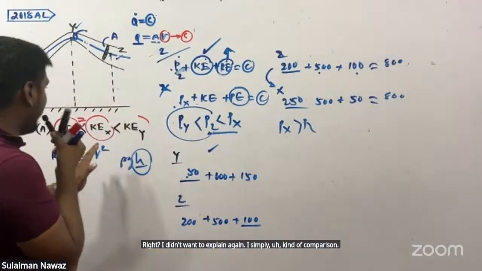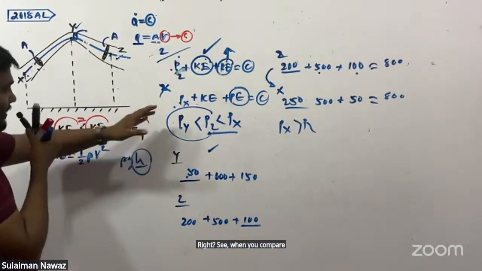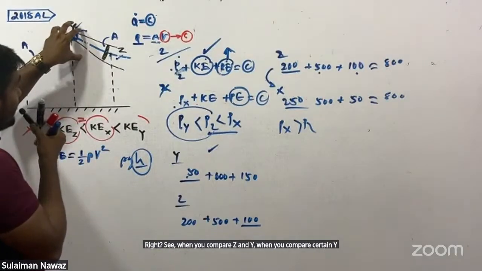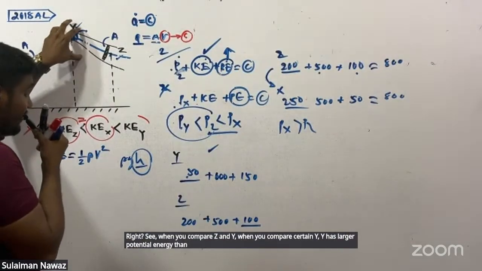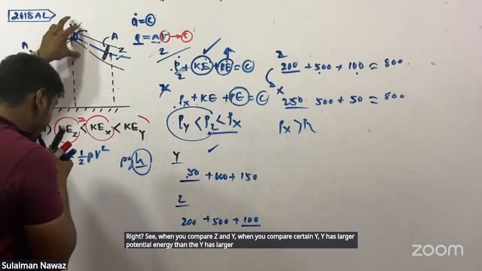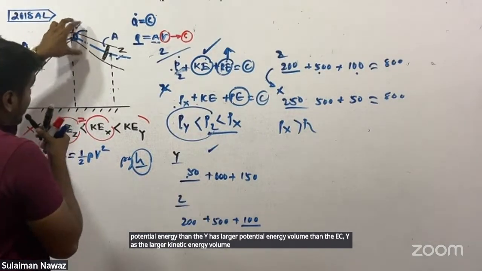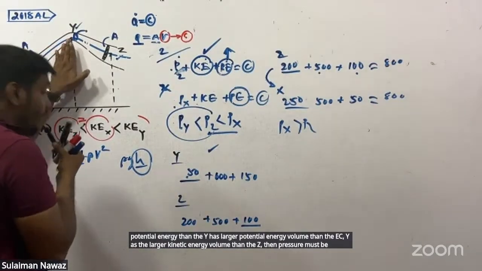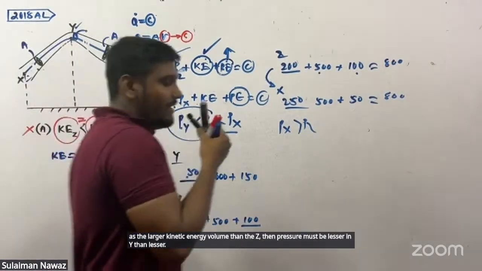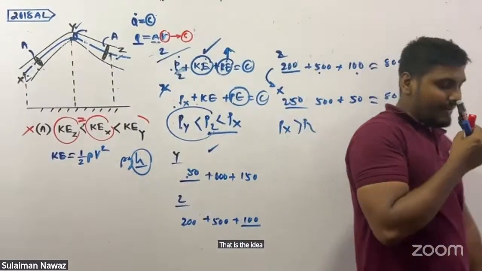Simply a kind of comparison, right? See, when you compare Z and Y, Y has larger potential energy per unit volume than Z. Y has larger kinetic energy per unit volume than Z. Then pressure must be lesser in Y than Z. That is the idea. Then I think I have discussed everything, right?